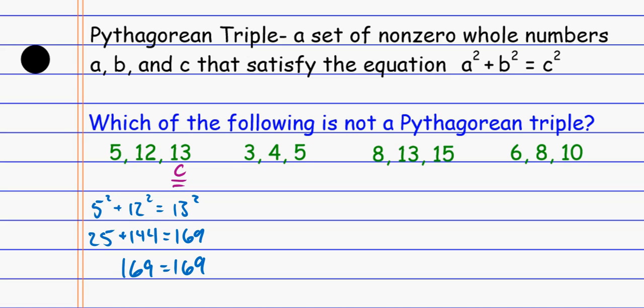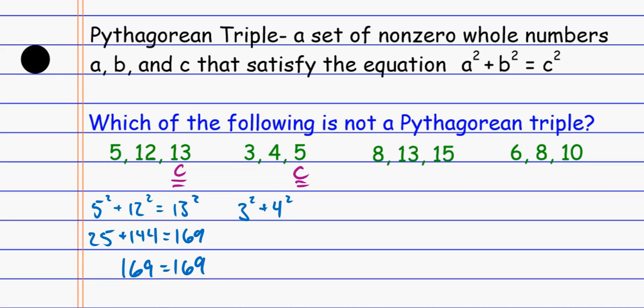And so because I got the same thing on each side of the equation, essentially the Pythagorean theorem worked when I plugged the values in. This is a Pythagorean triple. So this one is a Pythagorean triple. If I look at the next one, same kind of thing. I have to identify the C value. That's got to be the biggest one. So that's the potential C value. That's the one I'm going to plug in for C.